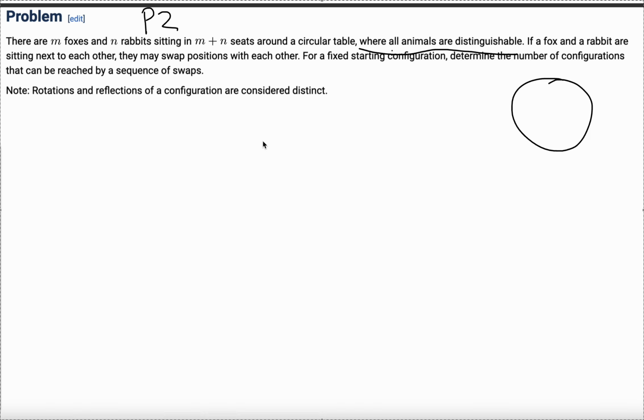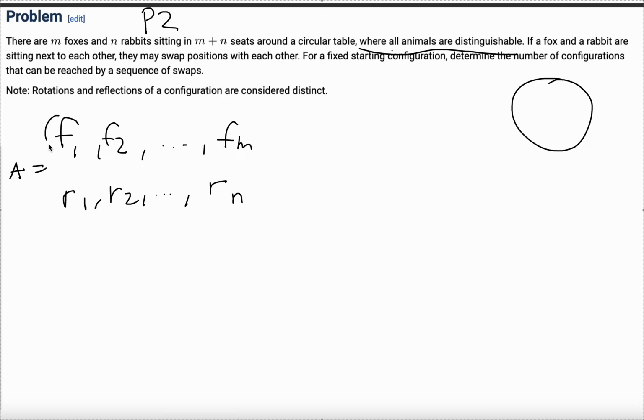So firstly, each animal is distinguishable. So each fox, we're gonna have fox 1, then fox 2, and so on, until fox sub M. And we're also gonna have rabbit 1, rabbit 2, so on until rabbit sub N. And so this is gonna be all the animals. Each of these animals is gonna choose a spot around the circular table, and that's going to be the starting configuration. And from that starting configuration, we want to see how many different configurations we can get from just these swaps.